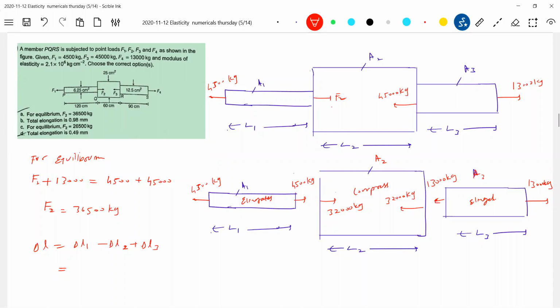Okay, now delta L1. Any formula? F1, the 4,500, into length L1 by area of cross section A and Young's modulus Y. Young's modulus of the total material is the same. Then minus 32,000 into L2 by AY, plus 13,000 into L3 by AY. Substituting L1, L2 in terms of cm, no need to bother about units. Everything will come in the answer in terms of centimeter, converting to millimeter.